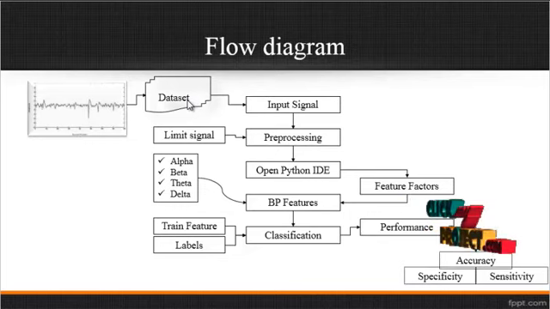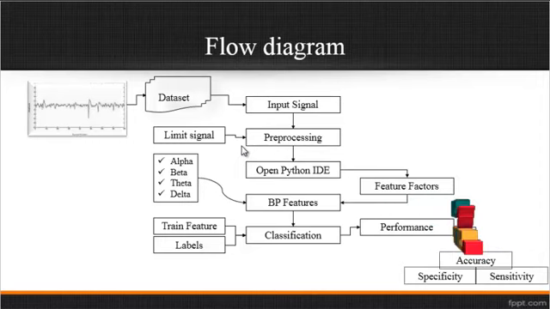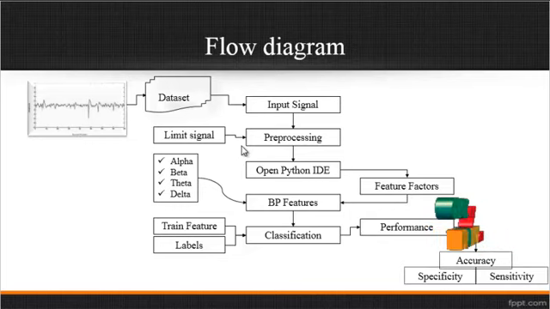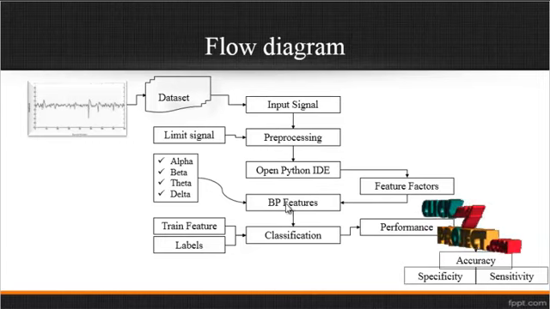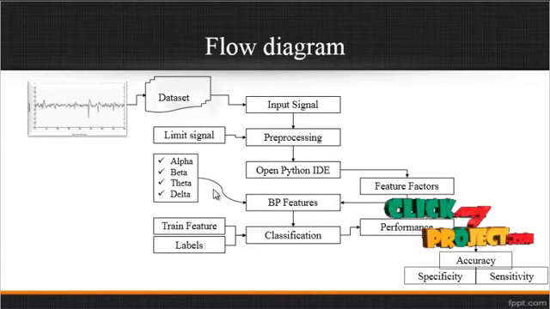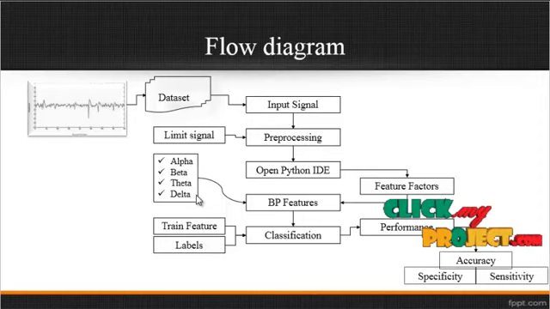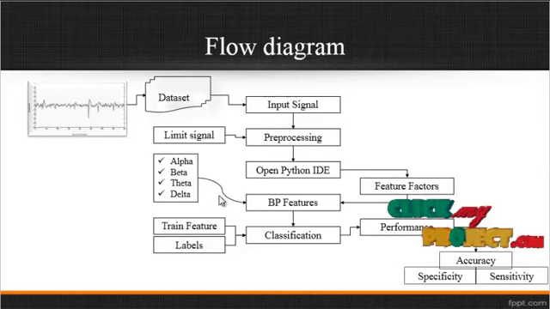After getting the input signal from the dataset, the preprocessing will be carried out. In this preprocessing step, the signal is limited into one particular range. After limiting the signal, we open the Python IDE, that is the Python software. The IDE is Spyder 3.7. After opening this, the feature extraction will be done in Python by using the BP features. Hence, the BP features are extracted by means of the signals like alpha signal, beta signal, theta signal and delta signal. By using these four signals, we extract the features from the preprocessed signal.